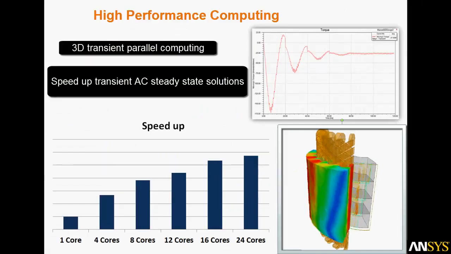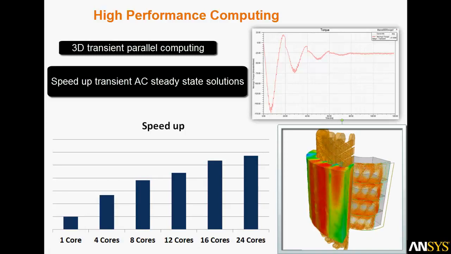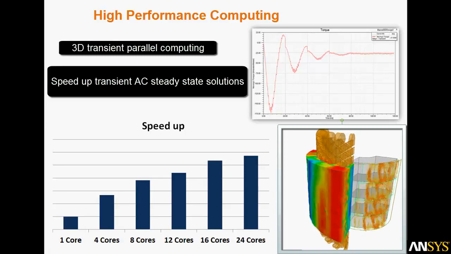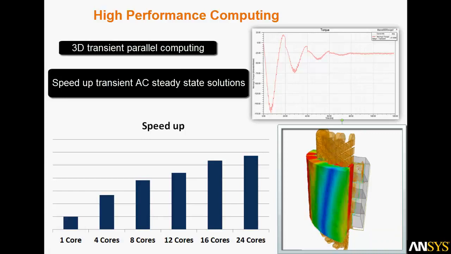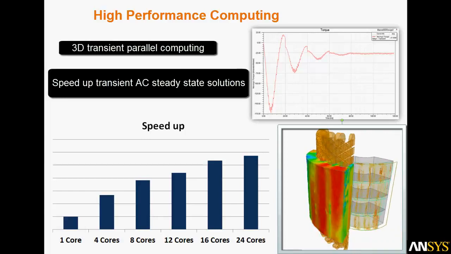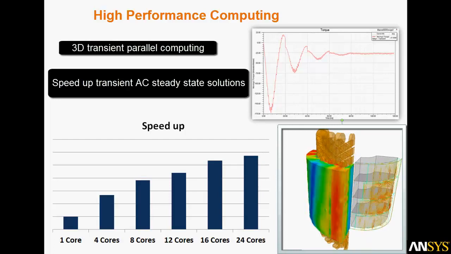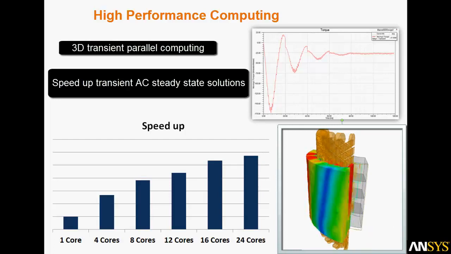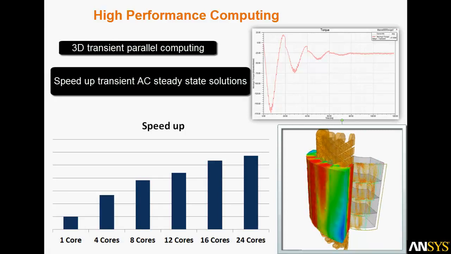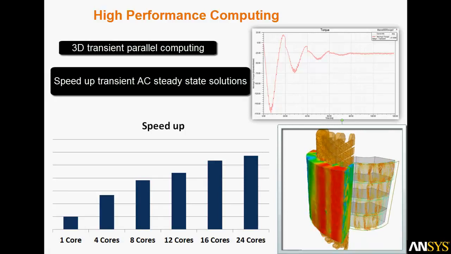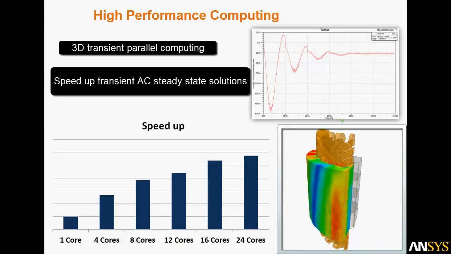High-performance computing speeds the solution of electric machines. Ansys Maxwell can use parallel computing to speed 3D transient simulations. Here you see transient simulation of a large permanent magnet machine using parallel computing. The bar chart shows 5 to 6 times speed up and excellent scaling using multiple cores. We've also sped up the transient AC steady-state solutions. Here you see an induction machine that reached steady state 24 times faster using an advanced new algorithm.